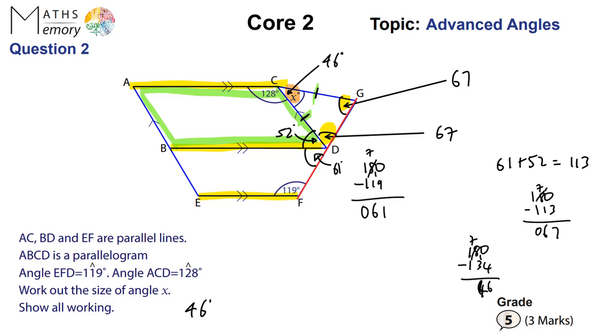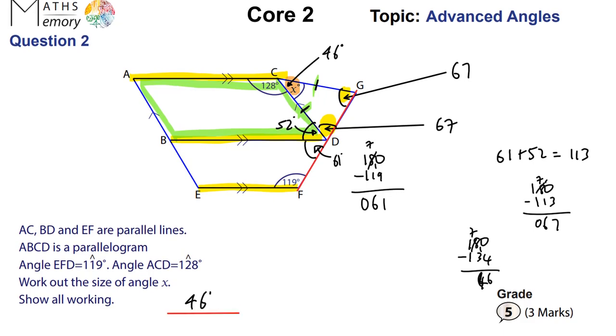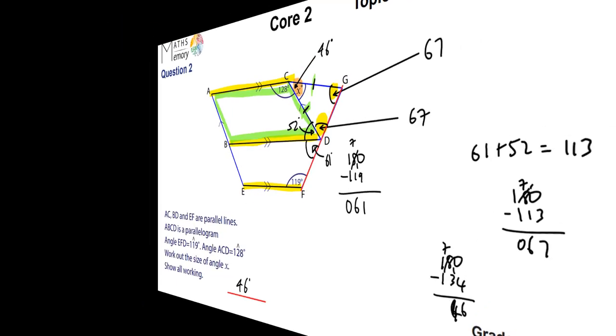You can't really go wrong with going step by step of what you know from the question. It's very much called chunking, as we do in maths memory. Chunk up the question, look at what you know, and work backwards to get that value of x.